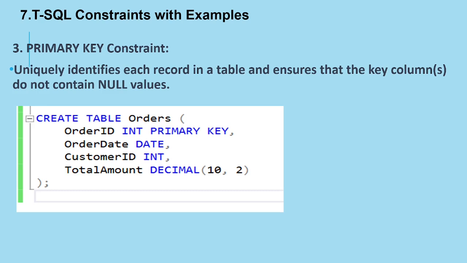The primary key constraint uniquely identifies each record in a table and ensures that key columns do not contain null values. So the primary key won't allow duplicates. At the same time, it uniquely identifies each record in a table. That is the difference.